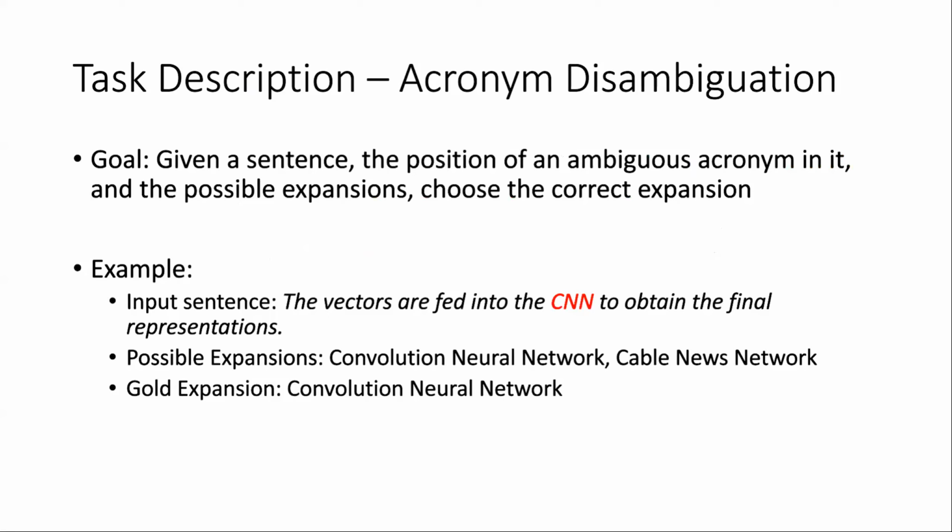For the second task, acronym disambiguation, the goal is to choose the correct meaning for an ambiguous acronym in a sentence. Ambiguous acronyms means that an acronym could be expanded to different phrases, and it depends on the context. For instance, in the given example, we have the acronym CNN, which could be expanded to convolutional neural network or cable news network. And the correct expansion depends on the context. For instance, the words vectors and representations are helpful for us to know that the correct expansion is convolutional neural network.